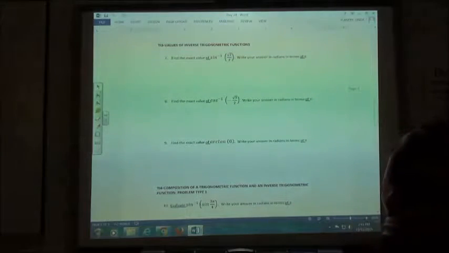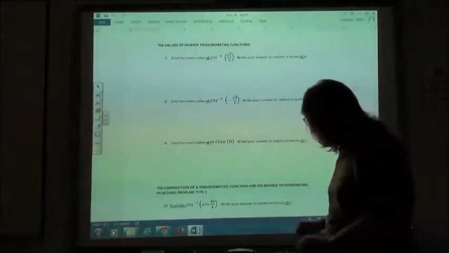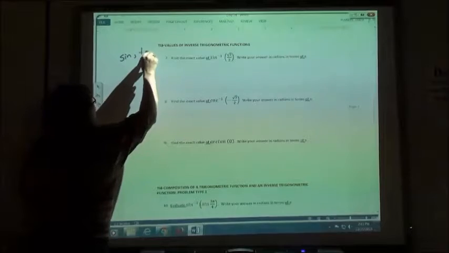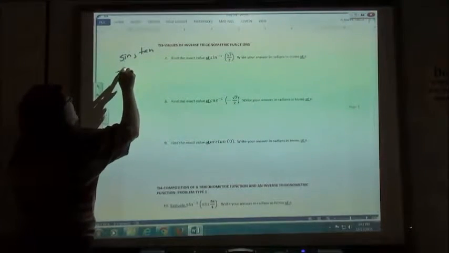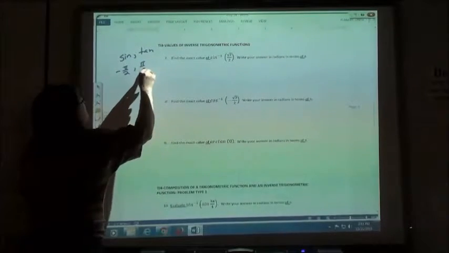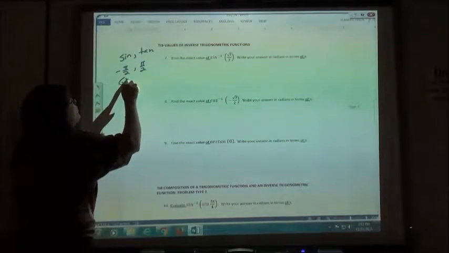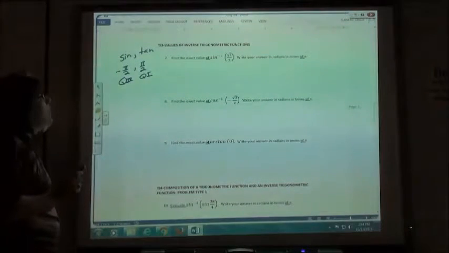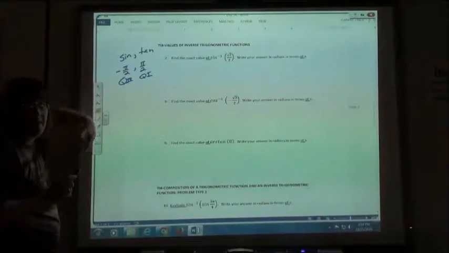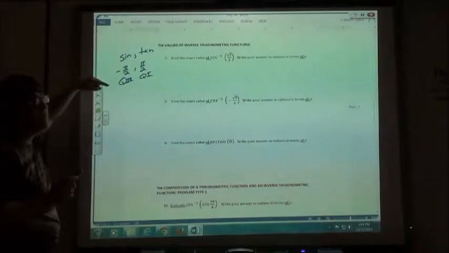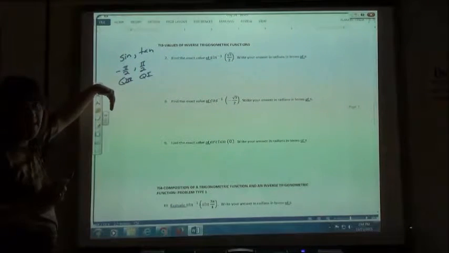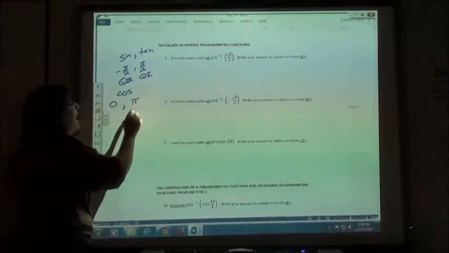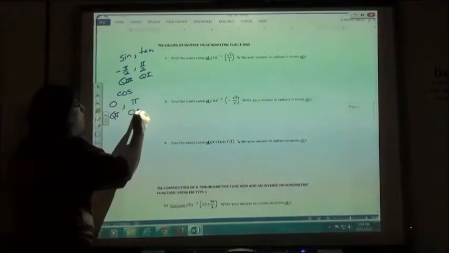Now what you have to be careful of is when you're doing the inverse of sine, cosine, and tangent, is that for sine and for tangent, you want your answers to be between negative pi over 2 and positive pi over 2, which means you're looking for quadrant 4 or quadrant 1. If it's positive, you're going to be quadrant 1. Negative, you're going to be in quadrant 4, but you're going to do the negative angle instead of the positive angle. So instead of 330 degrees, you do negative 30 degrees. For cosine, you're going to stay between 0 and pi. So you're going to stay in quadrant 1 or quadrant 2.